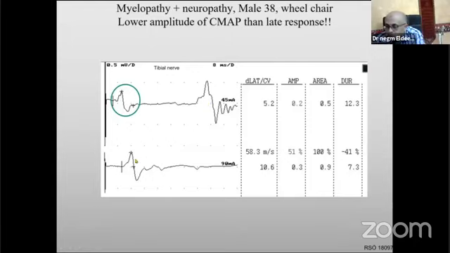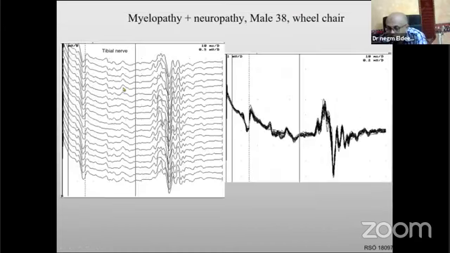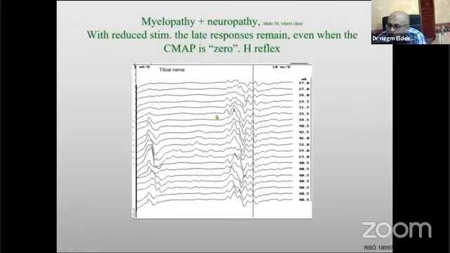And when we stimulate a little stronger, we get a little higher amplitude here, and the late response disappeared. This is what it looks like when we repeat the stimulations, and you see the pretty constant shape of this phenomenon. And here is when in this patient I reduced the stimulus strength and the CMAP disappeared, and we still have the late responses. So this is H reflex in this muscle that was spastic.